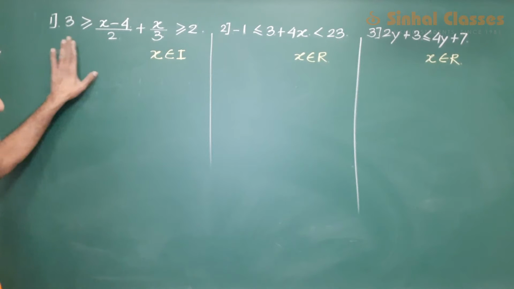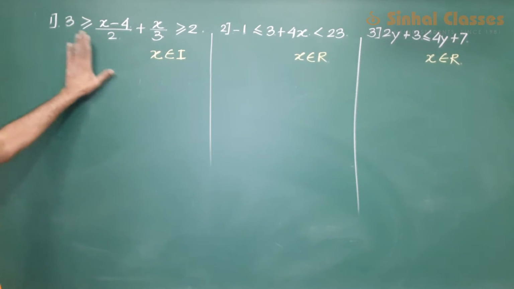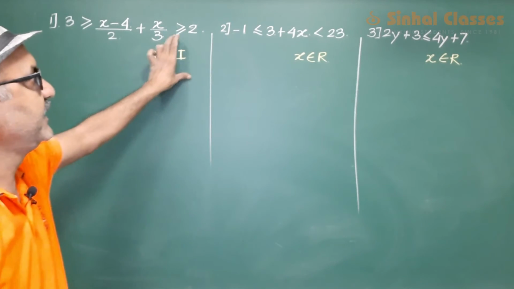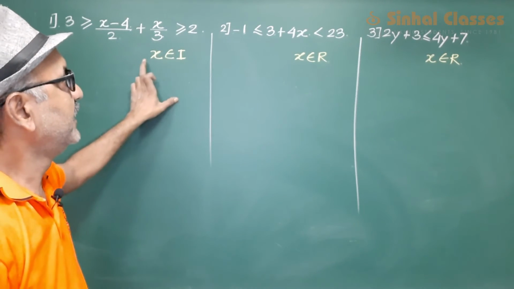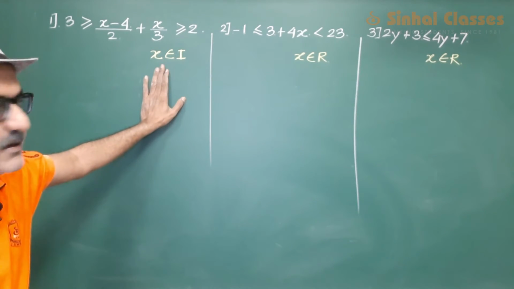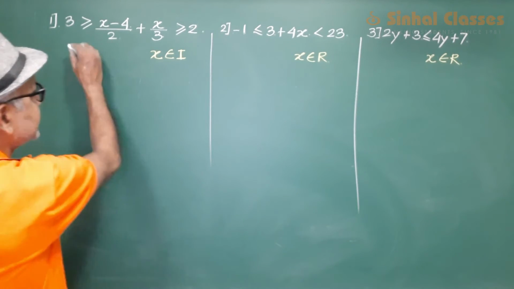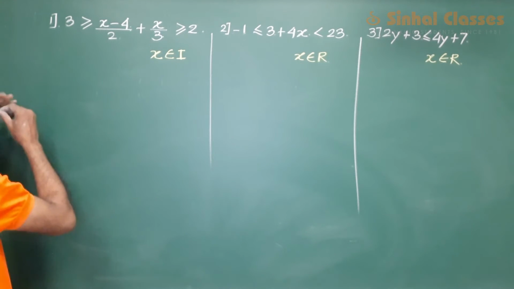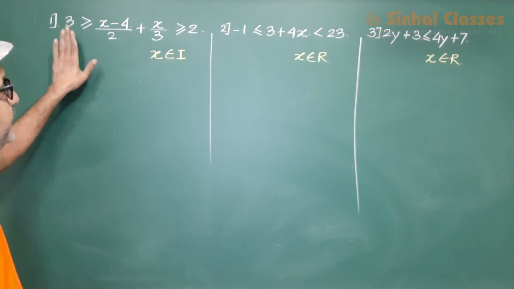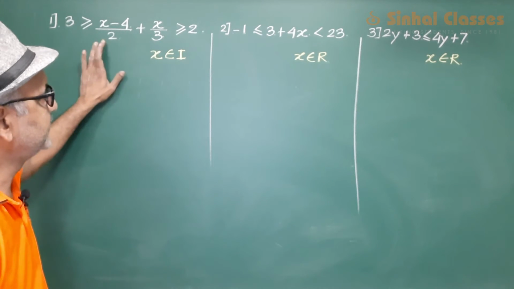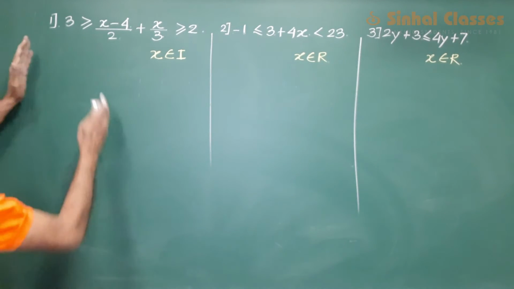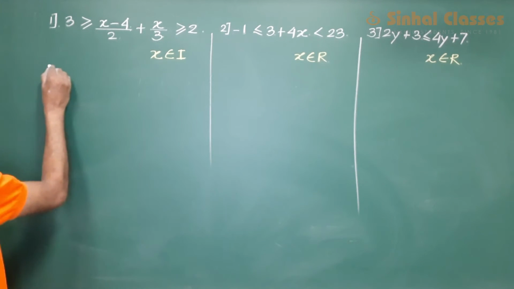We are given this inequation: 3 is greater than or equal to (x minus 4) upon 2 plus x upon 3, which is greater than or equal to 2. x belongs to the replacement set of integers. Let us start. There are 3 parts to this inequation: 3 is greater than or equal to this, which is again greater than or equal to 2. So what we'll do is take 2 parts at a time.